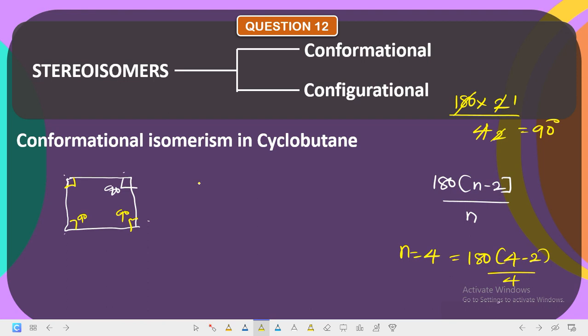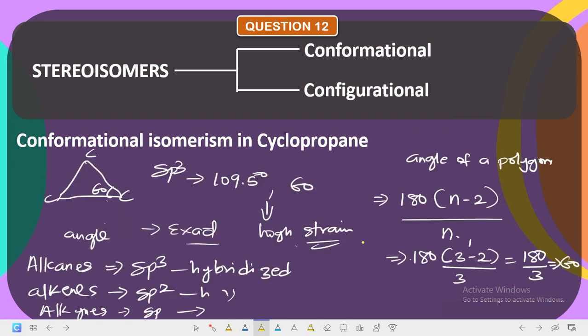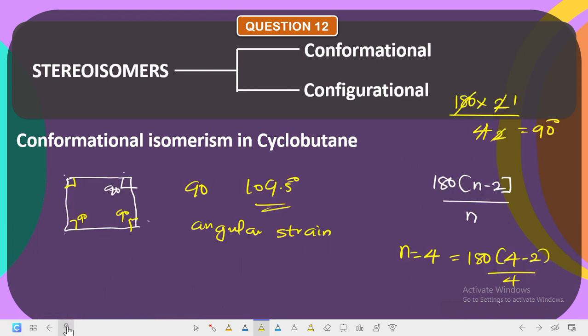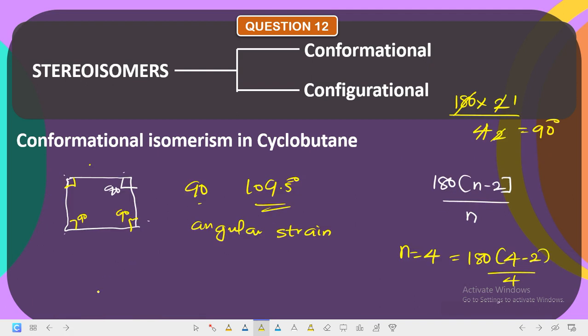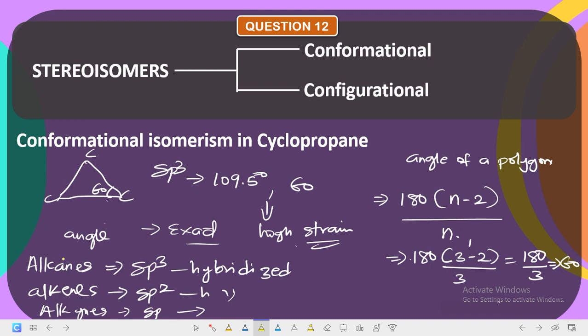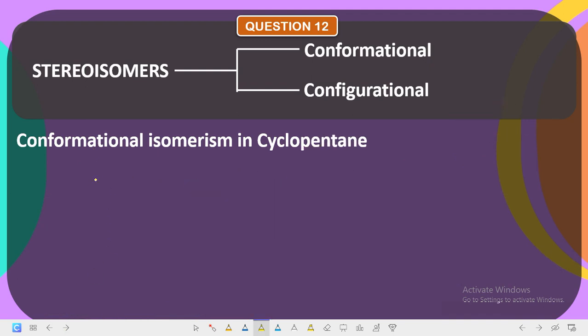Now compare 90 degrees to 109.5. Of course you see that there is also angular strain here. Are you getting it? But not as much as that of cyclopropane. Cyclopropane bond angle is 60, compared to 109. There is a wide range of difference between them. So this one is 90 and 109. So can we say that cyclobutane is more stable than cyclopropane? Yes. Are we getting it? Because it has lesser angular strain as compared to cyclopropane. Is that understood?